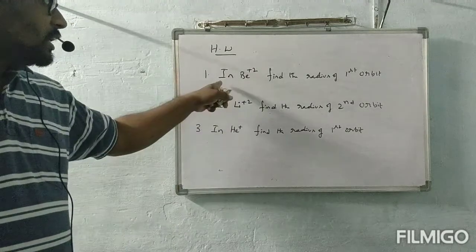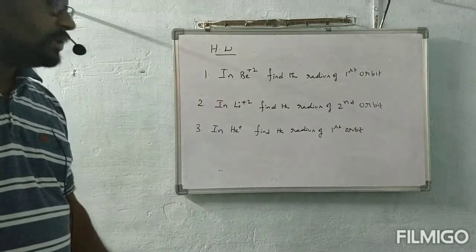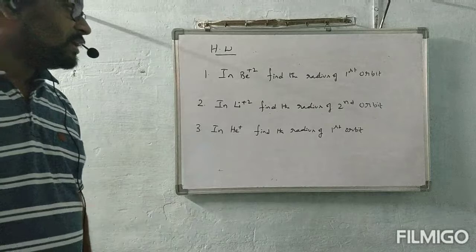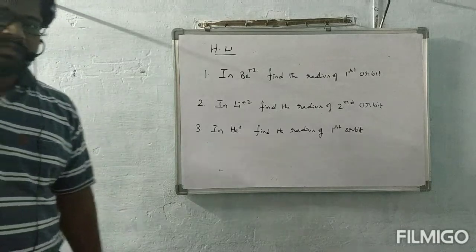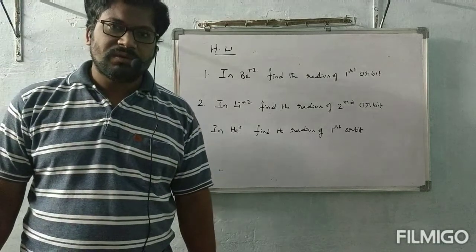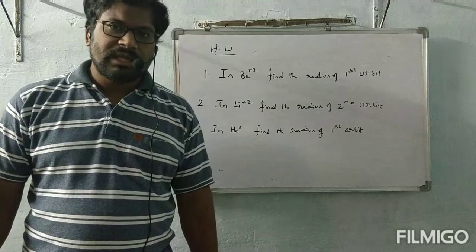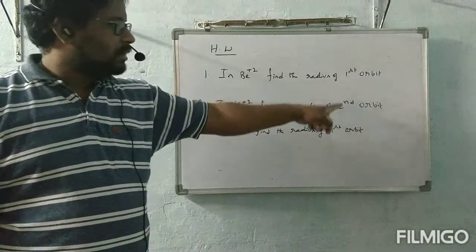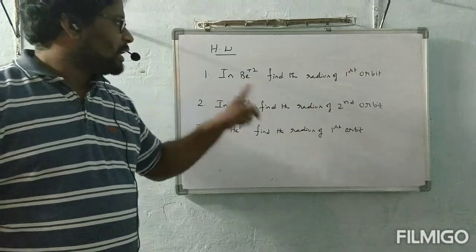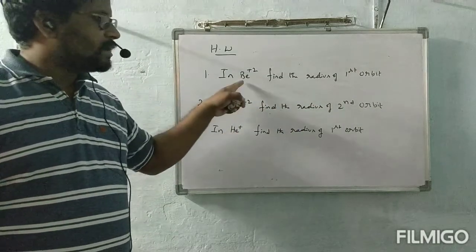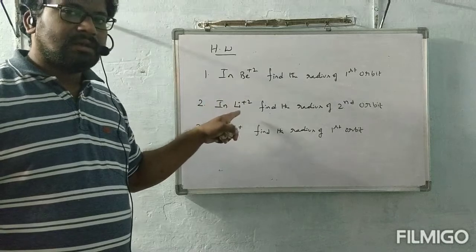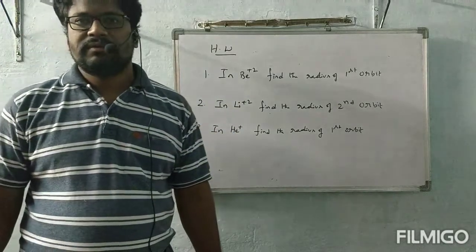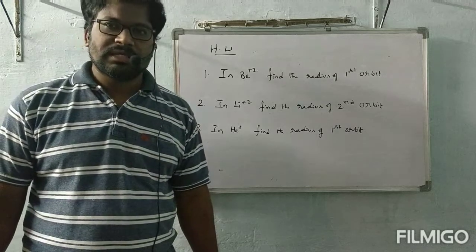What are those? In Be plus 2, find the radius of first orbit. In Li plus 2, find the radius of second orbit. In He plus, find the radius of first orbit. These are the things you have to do as homework on your own. Please try to do it with the help of the formula only, but be clear about the n value: here n value 1, here n value 2, here n value 1. Atomic numbers you also have to be clear: beryllium atomic number 4, lithium atomic number 3, helium atomic number 2. Substitute the values and you will get the answers easily.